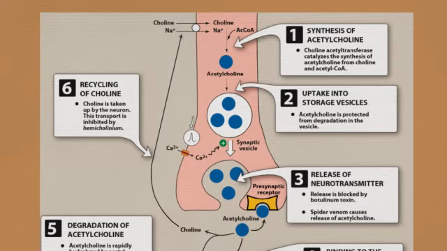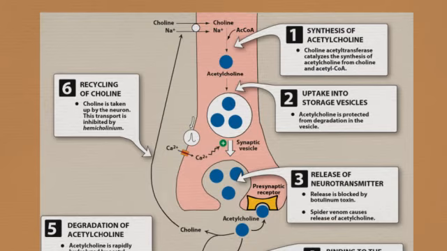Now, the conjugation of choline and acetyl-CoA takes place with the help of an enzyme known as choline acetyltransferase, also called CAT. The choline acetyltransferase enzyme itself is synthesized in the nerve cell, and then it travels down to reach the axoplasm, where it plays an important role in the synthesis of acetylcholine.